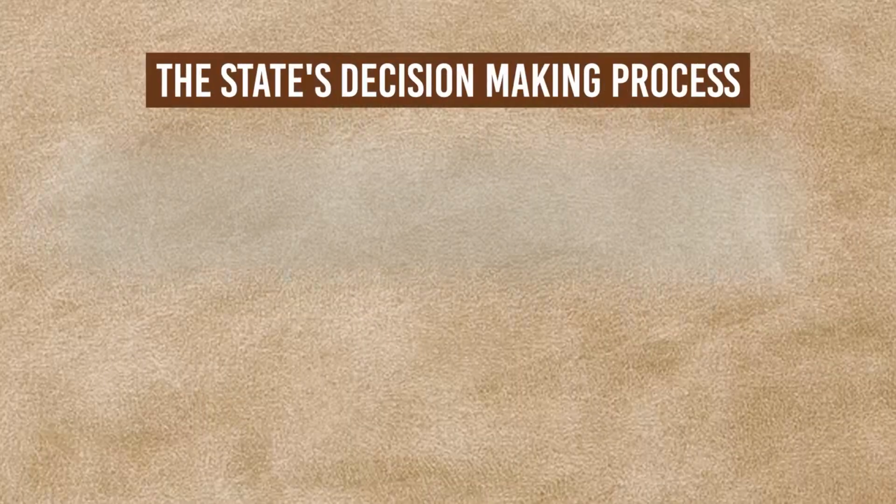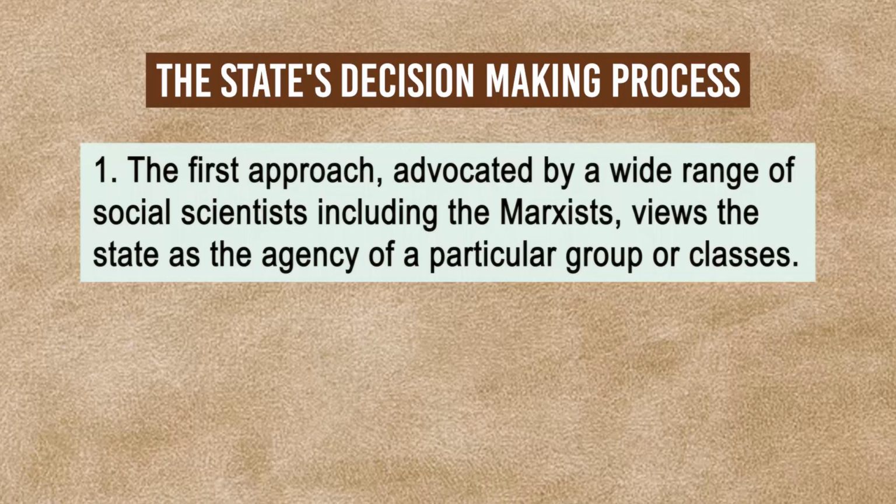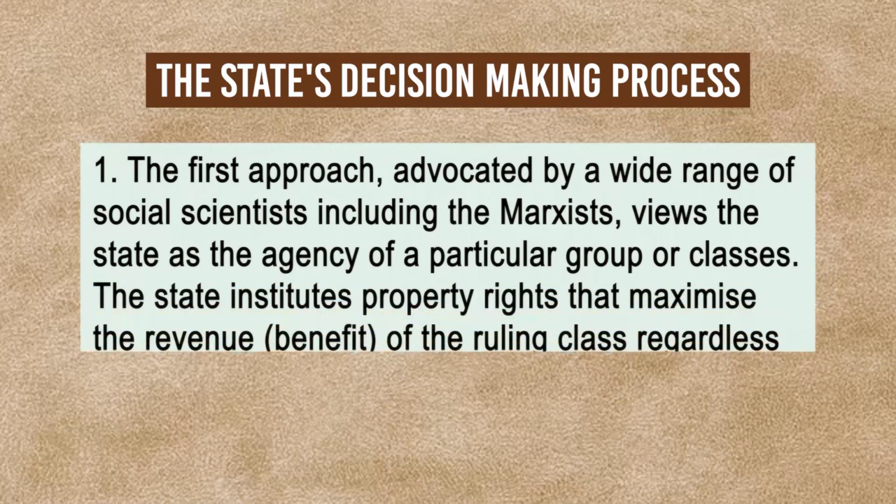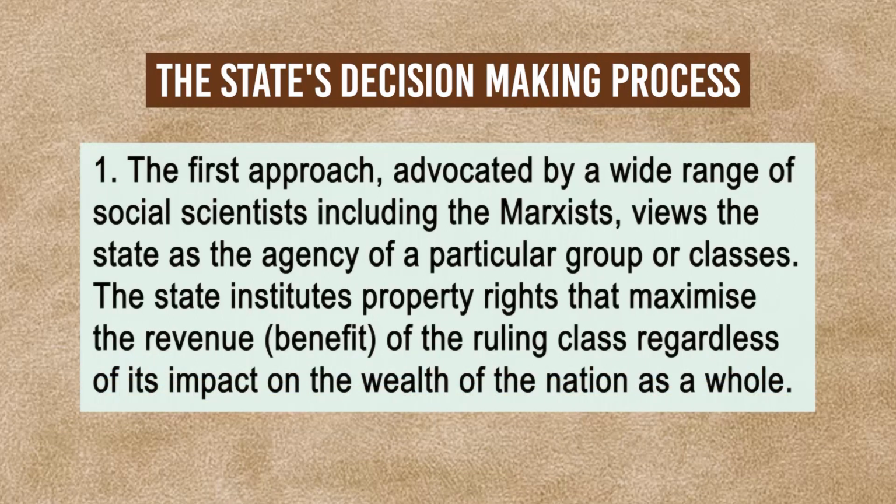So, what exactly is a state's decision-making process? There are four general approaches to explain the state's decision-making process in both the developed and the developing economies. The first approach, which is advocated by a wide range of social scientists, including the Marxists, views the state as the agency of a particular group or class. The state institutes the property rights that maximize the revenue of the ruling class, regardless of its impact on the wealth of the nation as a whole.